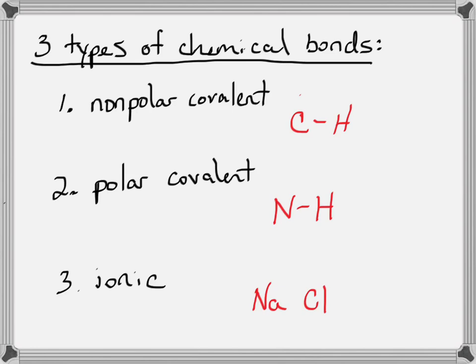Now, how did I know that? How did I know that a carbon-hydrogen bond was nonpolar, or that NH was a polar covalent bond, or that NaCl was an ionic bond? For that, we have to use what's called the electronegativity chart.